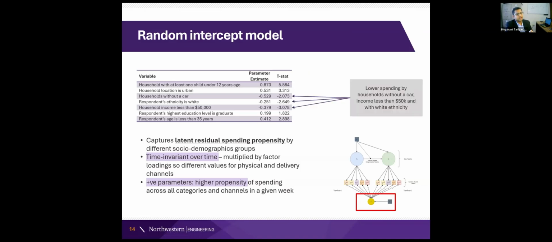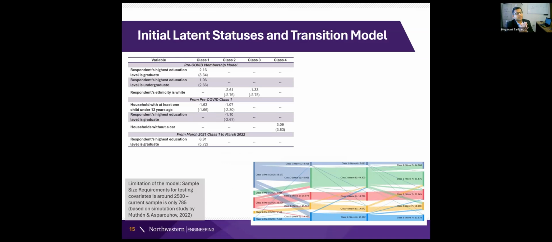However, what is more interesting is this second part of the model, which gives you the effects for who is more likely to be in what latent class and who is more likely to be transitioning from one latent class to another. And this is where you see that if you are a respondent with highest education level as graduate, you are more likely to do a lot more in-person shopping and spending out, which is you're more likely in class 1. If you are a respondent with a white ethnicity, you are more likely to not spend on eating out, which is represented by class 2 and 3.